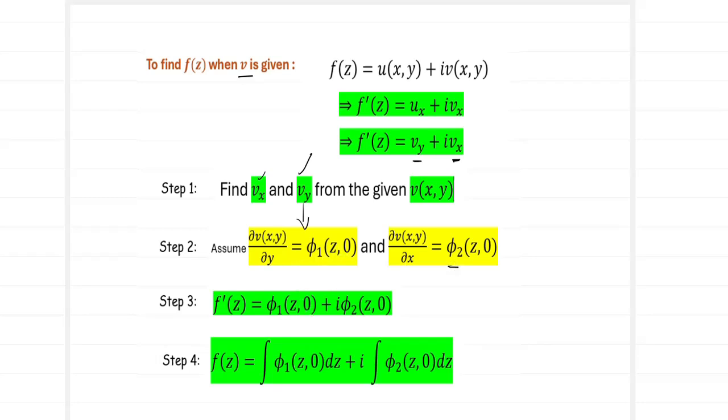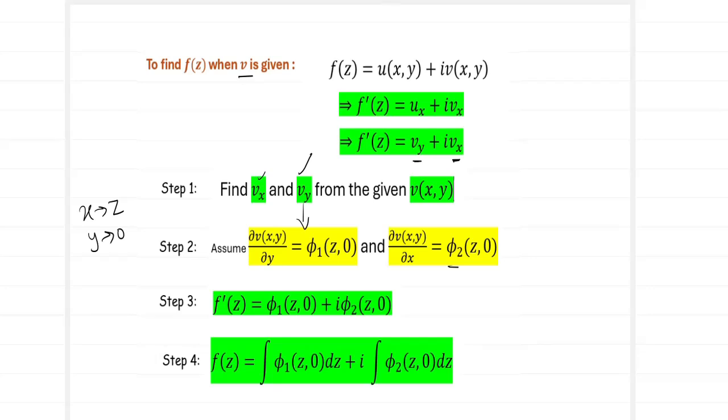Now substitute the same formula, x is replaced with that of z and y with that of 0 to find the new functions phi1 and phi2. Now put it back in your f dash of z with vy, the first derivative with respect to y, in the first position and v with respect to x in the second position, and integrate it to get your f of z. So this was the type of problem which we covered in our first video.